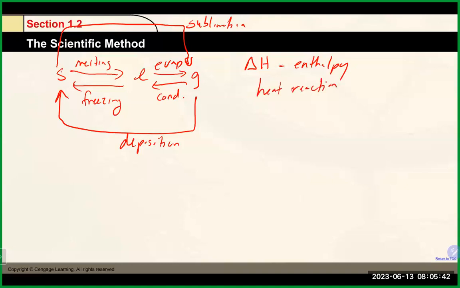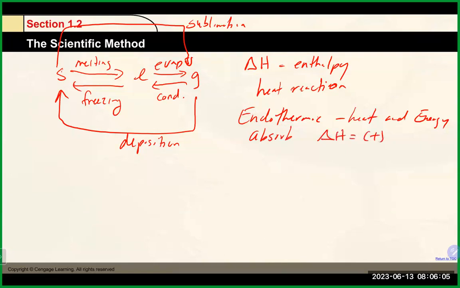And for the most part, if a reaction is endothermic, which means that heat and energy is going to be absorbed, we typically will see delta H values being positive numbers. And in general, energy values that are positive usually imply that that's an endothermic type process.